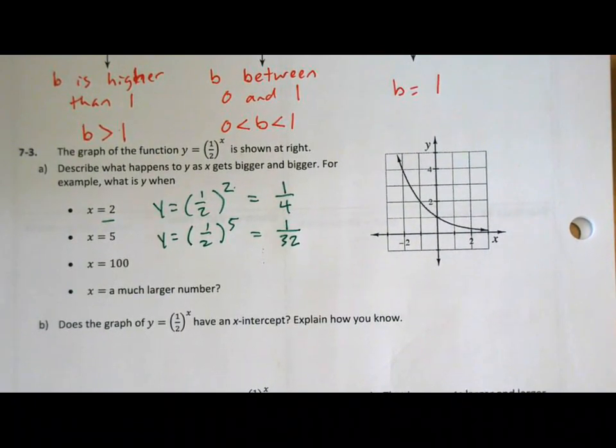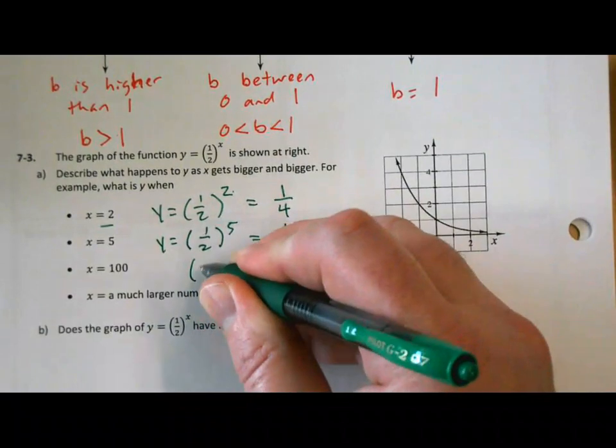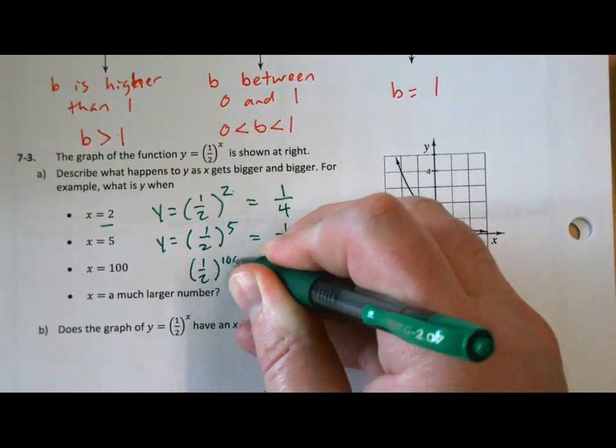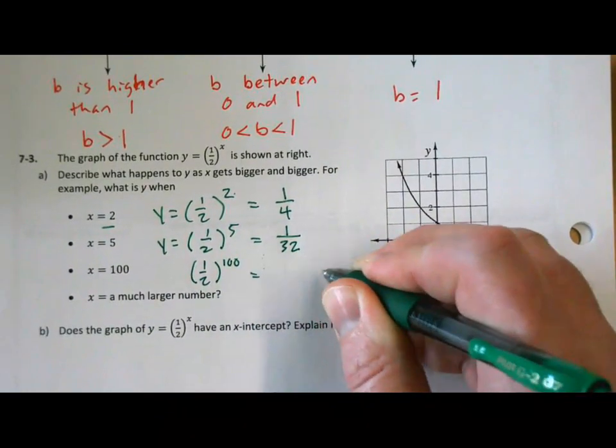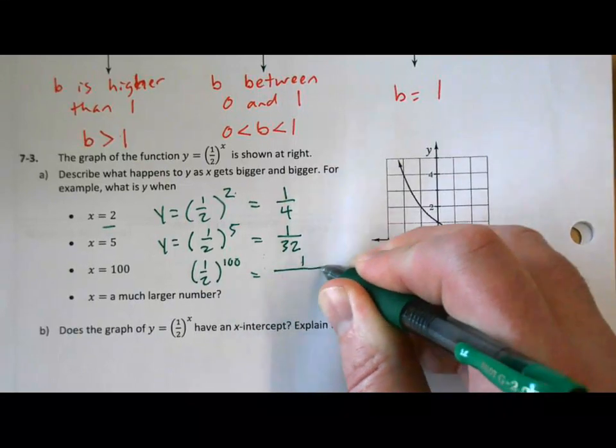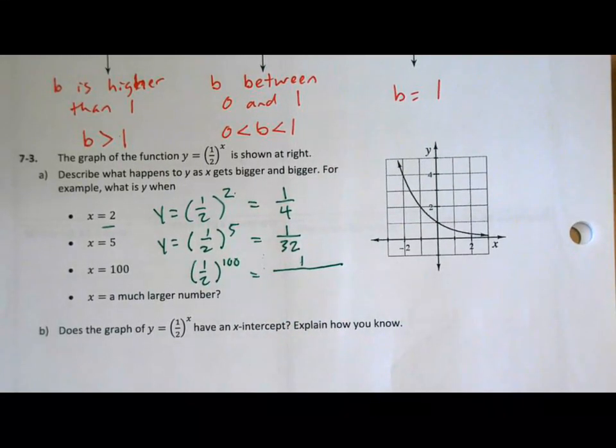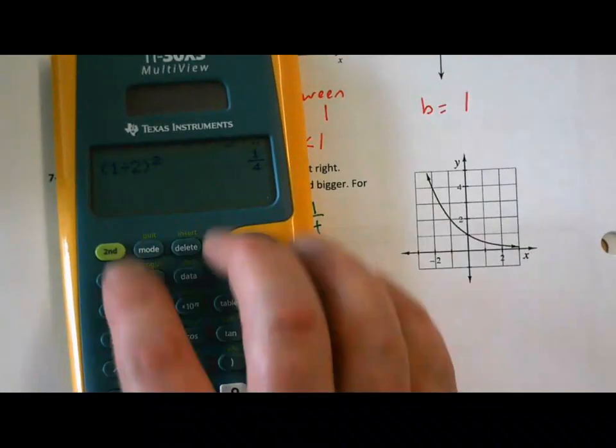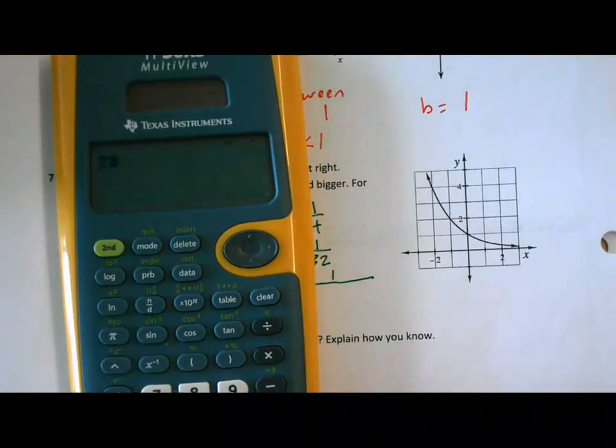All right, what if we put 100 in here? What's 1/2 to the 100th power? It's going to be 1 over something, right? What is 2 to the 100th power? Two to the 100.